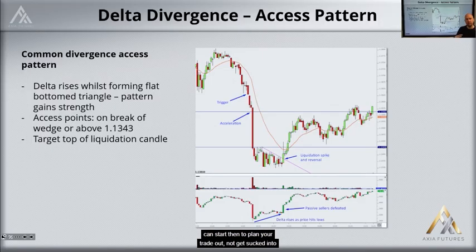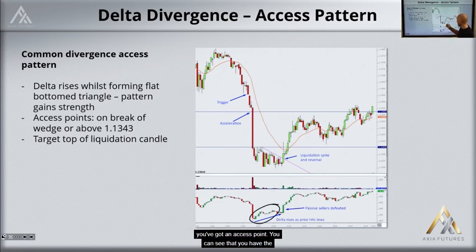And you can start then to plan your trade out and not get sucked into, because the easy thing to get sucked into, and this is what creates that negative delta, is trying to sell a pullback. The people who see the move down and say to themselves, okay, I've missed this, let's get in on a pullback for the next leg. They're the ones who provide those passive offers. They're the ones who allow that delta to rise. So delta starts to rise. And that's all happening in here.